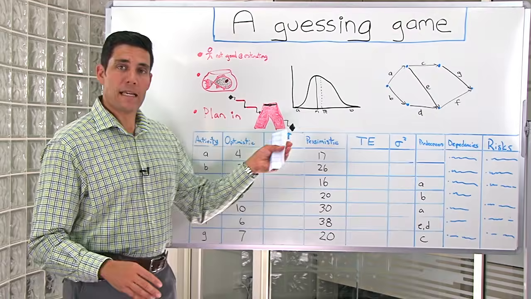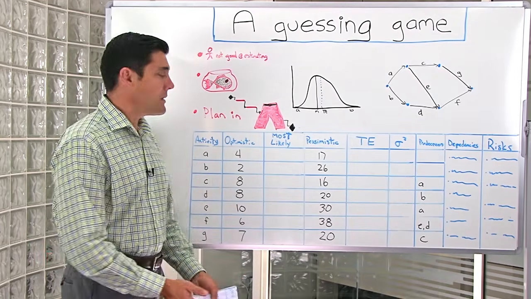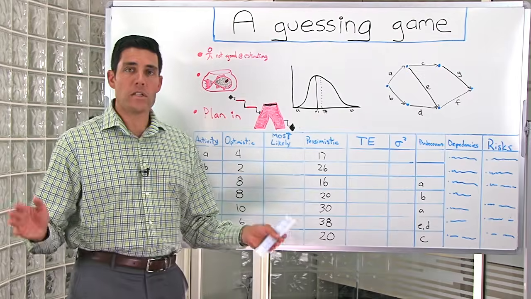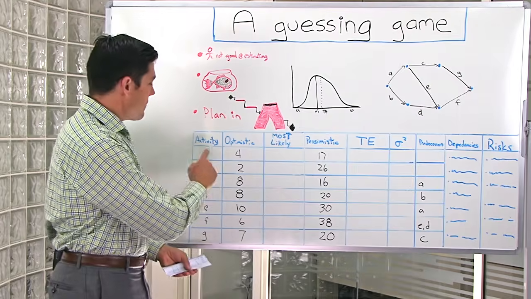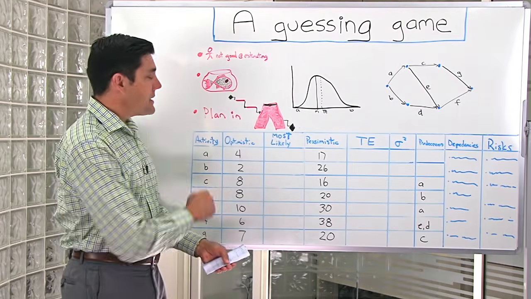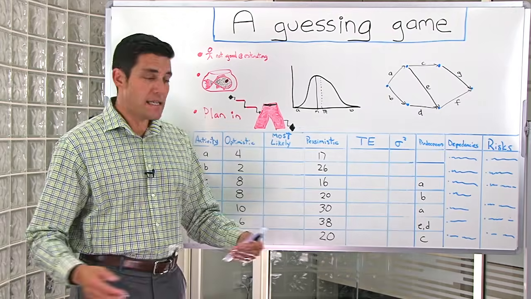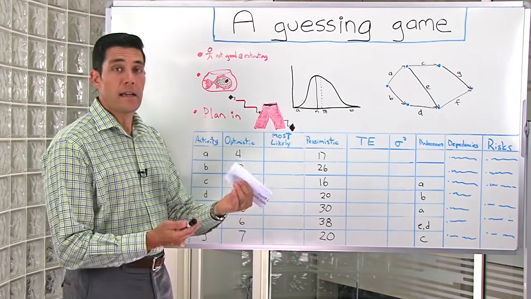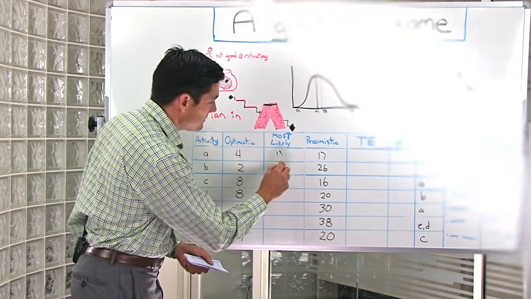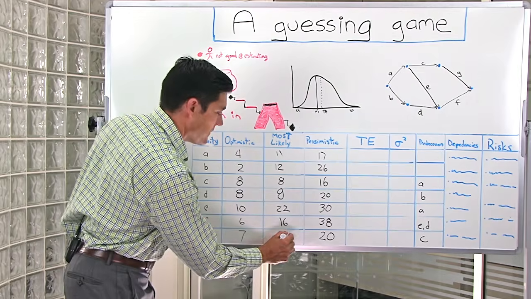Once we have the optimistic and pessimistic effort estimates, I then go back through the project team and ask them what is their best guess of the most likely time it takes to complete that task. As an example, for activity A, I've got an optimistic time of 4 days, let's say, a pessimistic time of 17 days, and then I ask them what the most likely is, and they'll tell me something like 11. F is 16, and G is 12.